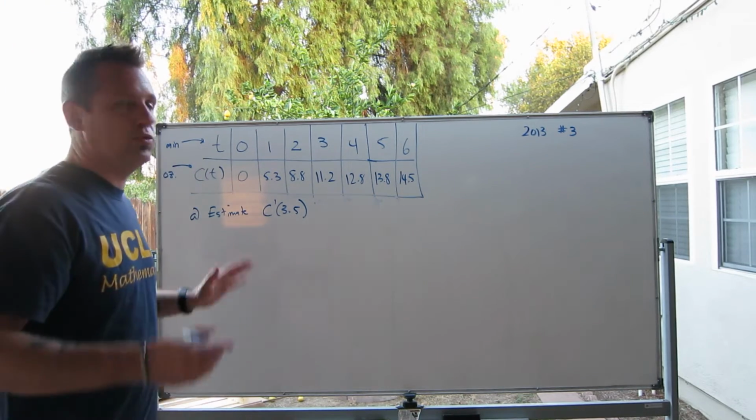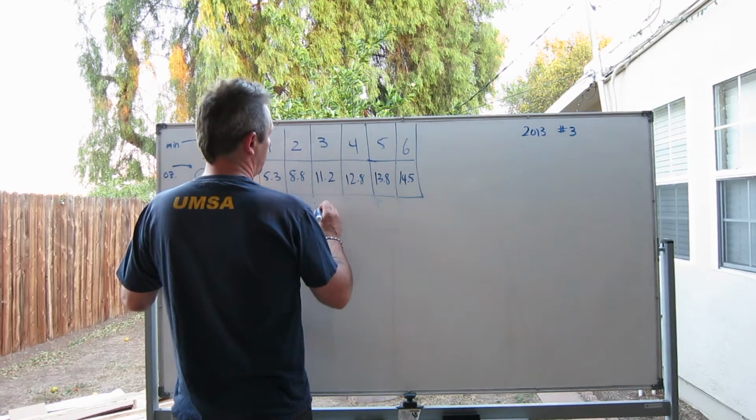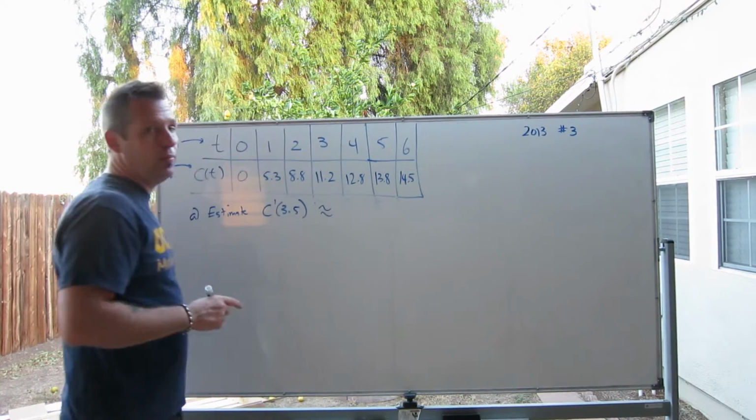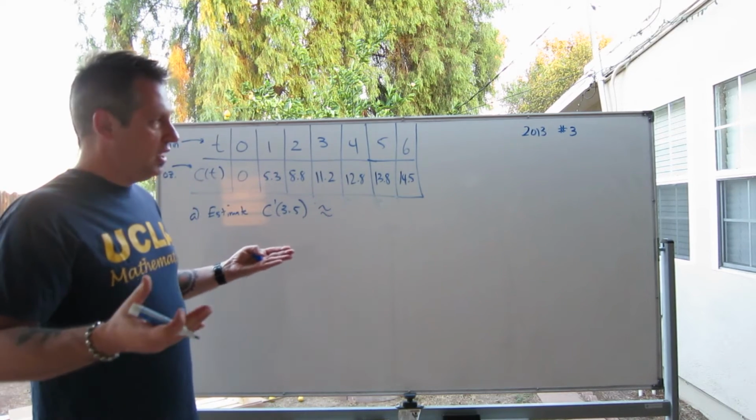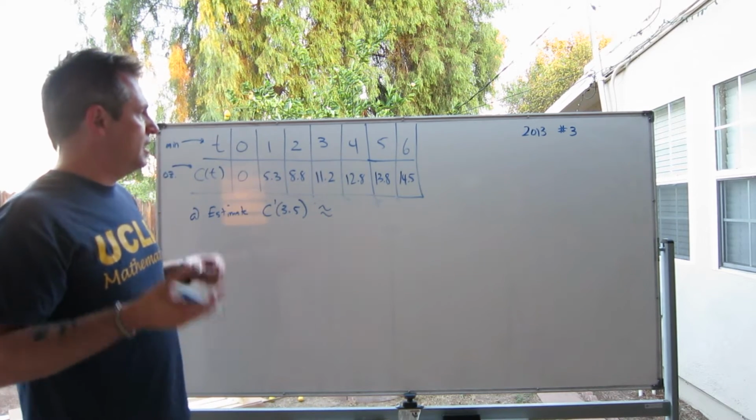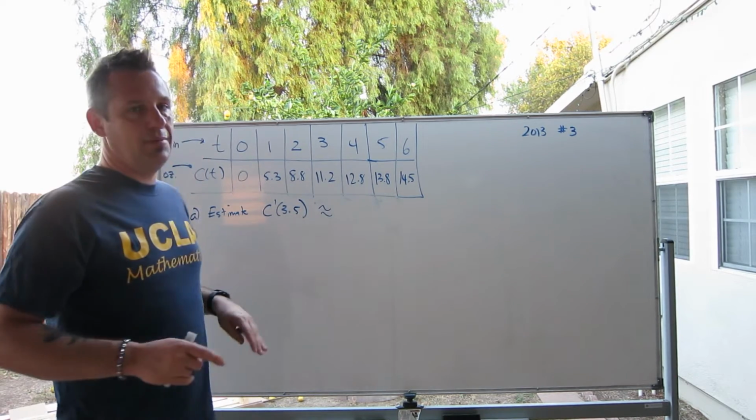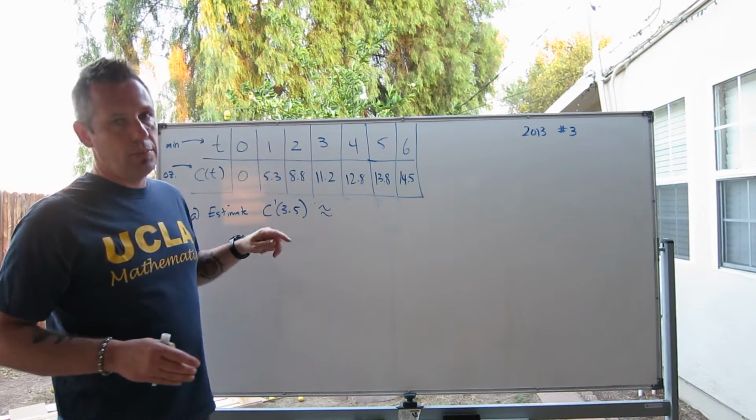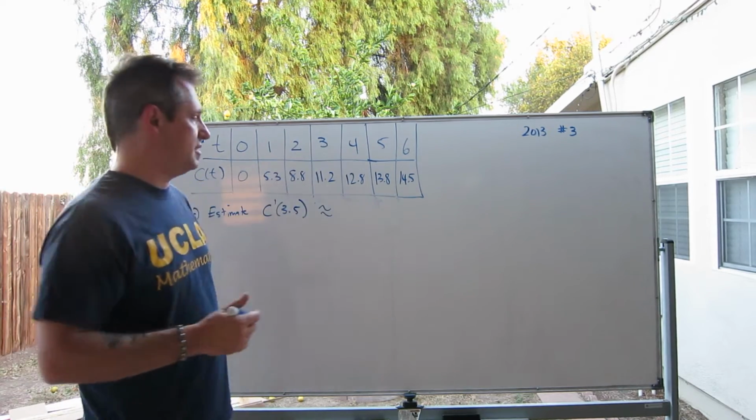So this is fairly straightforward. We've done these a bunch of times. C prime of 3.5 is approximately, so this is the slope of the tangent line to c at 3.5. We can't graph c, we only know these points. So since 3.5 is between 3 and 4, I would estimate that the slope of the tangent line at 3.5 is equal to the slope of the secant line going from time 3 to time 4.